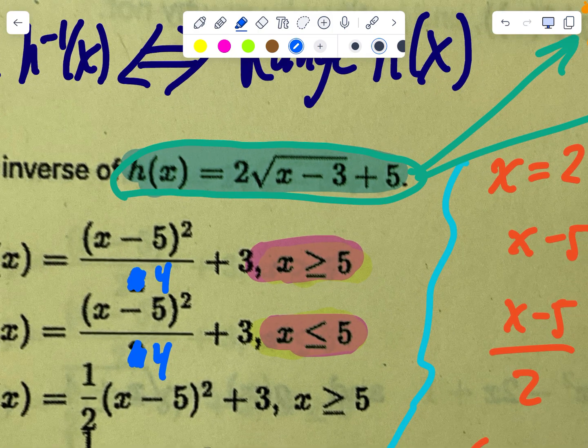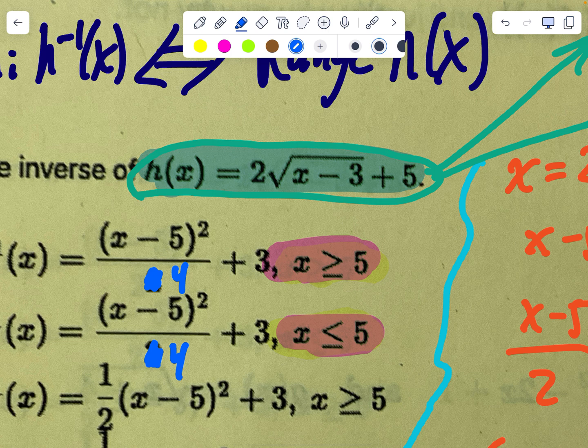And you know that what gets spit out of a square root graph? Or sorry, a square root. Like when you do a square root, what kind of numbers get spit out? Positive numbers or zero. Remember, you don't do square roots and get negatives. You always get positive or zero. So at the smallest, what's the smallest this thing could be?